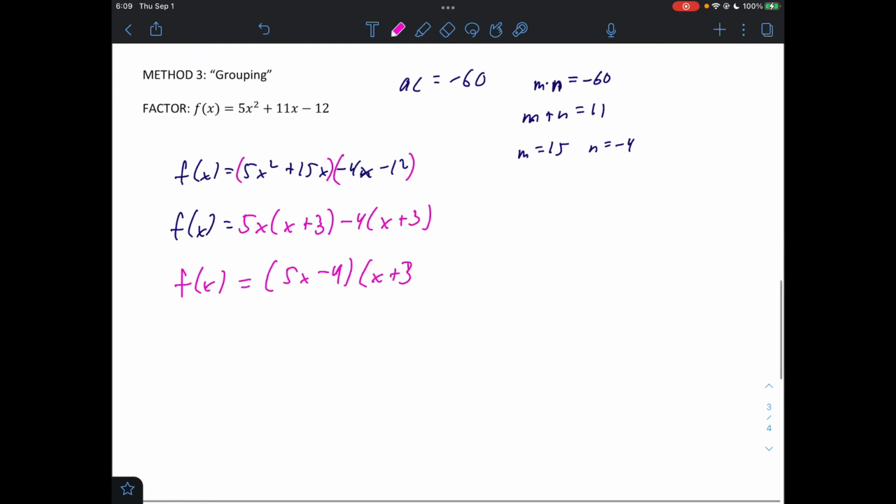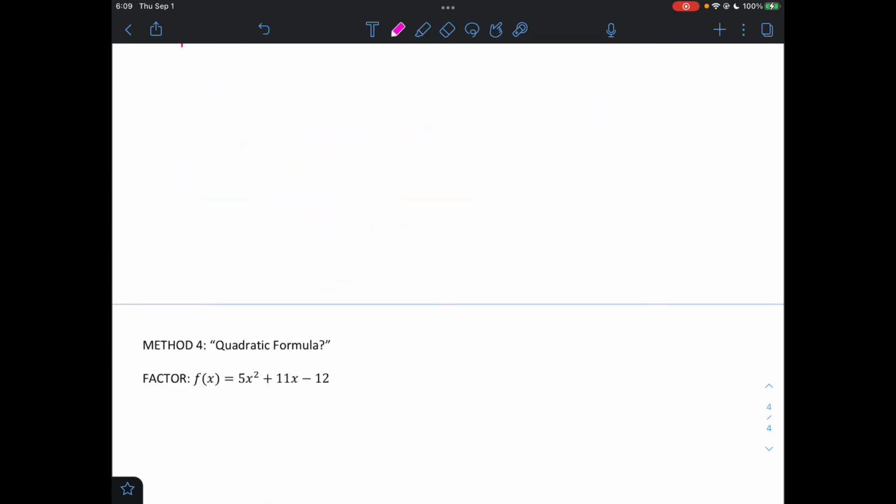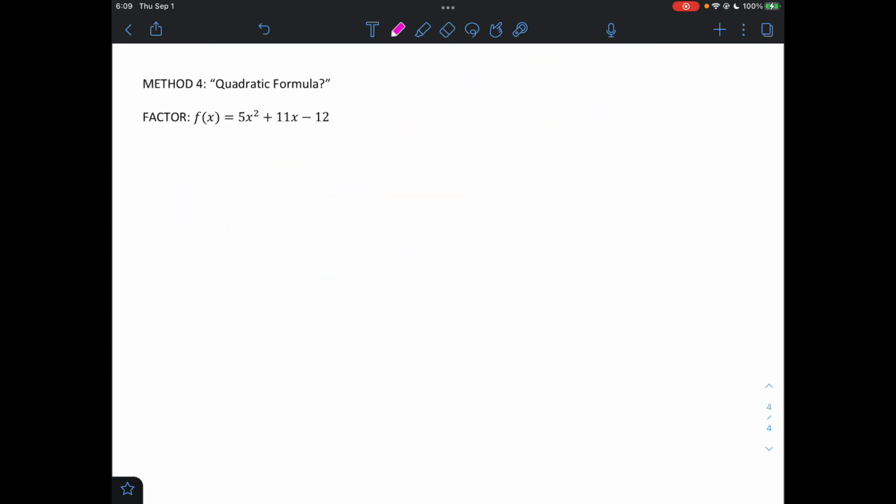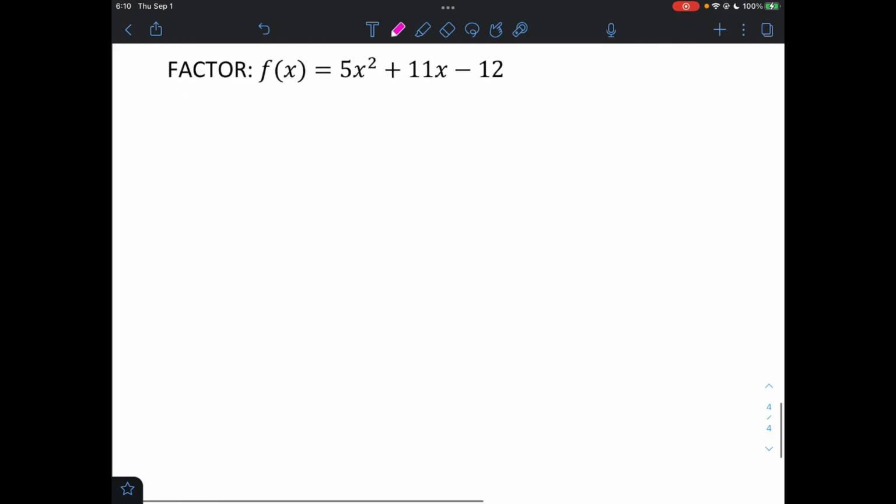All right, so I said in the beginning of the video 3 to 4 different methods. Those are the 3 methods of factoring. There is a 4th method that's not really a method of factoring. It's a method of solving called the quadratic formula. That's why I put a question mark here, because it's not really a method of factoring. But we could use it to factor indeed.